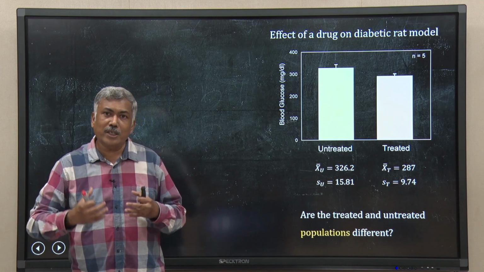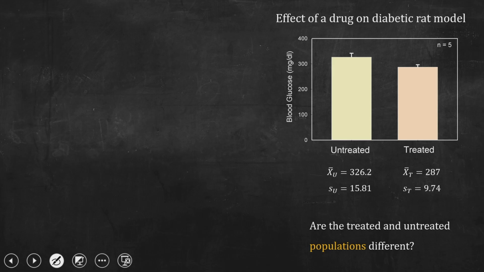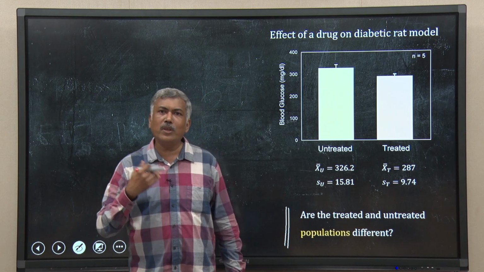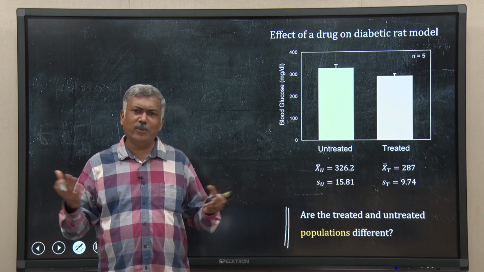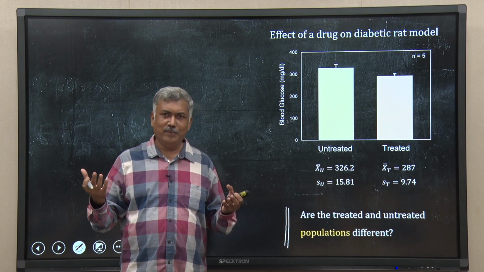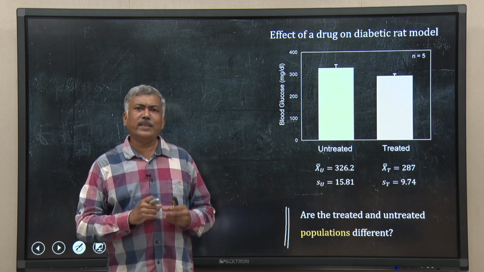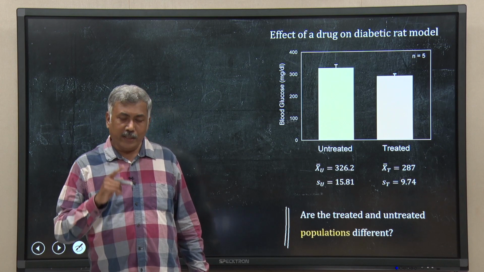So, the key question that people will ask when they see this data is: are the treated and untreated populations different, not just the samples? So, how should we answer it? As I said, I cannot do the experiment on the whole population; I do not even know the size of the whole population, right. So, statisticians try to answer this question using a probabilistic method.